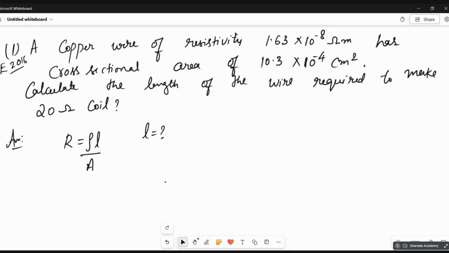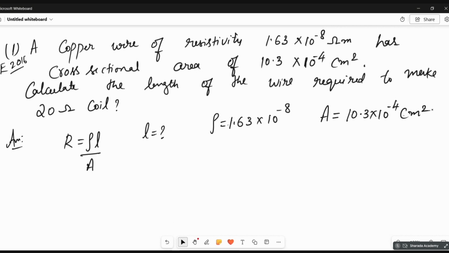Aditya, what is the data they have given? Rho is equal to resistivity they have given. That is rho, that is 1.63 into 10 power minus 8. If you write the given data wrong, how can you do the problem correctly? Then what else they have given? Area is equal to? Area is 10.3 into 10 power minus 4 centimeters square.